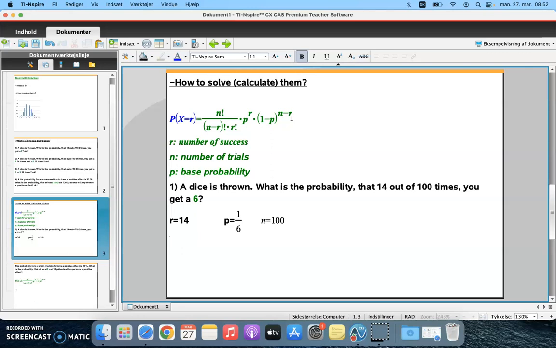So now we're just going to take this here and simply replace n with the numbers that we have above. So n was 100, right? R, that's 14.